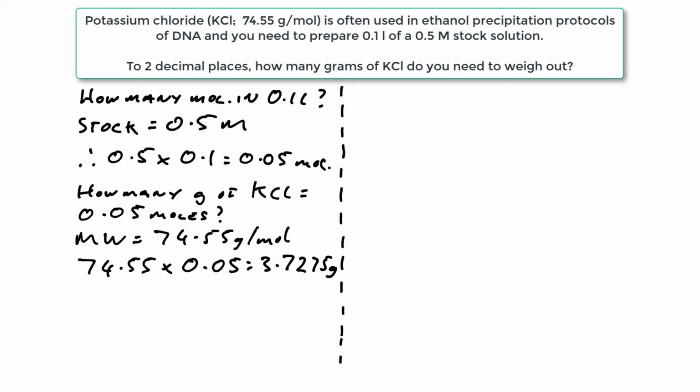3.7275 grams. Now the question asks for this value to be given to 2 decimal places, so we just need to round this value and it gives us a final value of 3.73 grams.